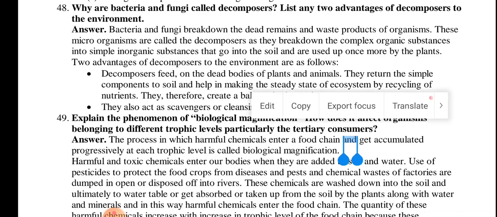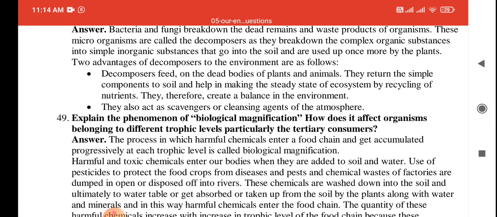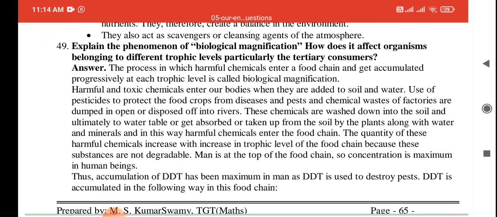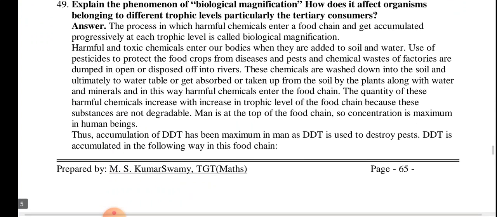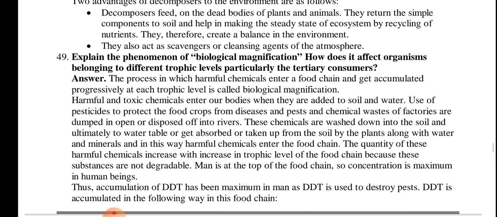Explain the phenomenon of biological magnification. How does it affect the organisms belonging to the different trophic levels, particularly the tertiary consumers? The process in which harmful chemicals enter a food chain and get accumulated progressively at each trophic level is called biological magnification. Harmful and toxic chemicals enter our body when they are added to soil and water.